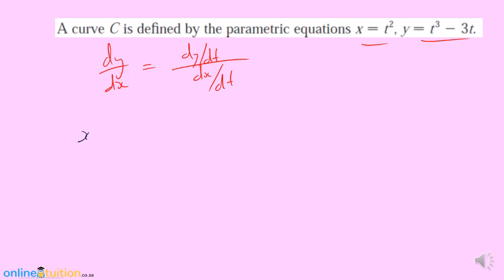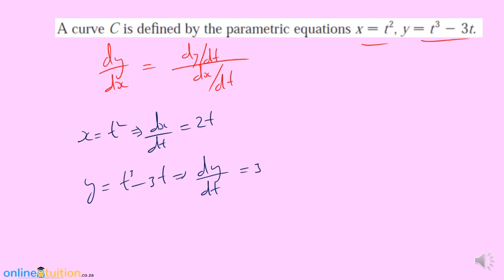If x equals t squared, then dx/dt is 2t. If y is equal to t cubed minus 3t, write neatly, then it tells me that dy/dt is 3t squared minus 3. And you just put that into the formula. dy/dt is 3t squared minus 3, and dx/dt is 2t, and that's your answer. Sorted out. Perfect. Beautiful. Simple.